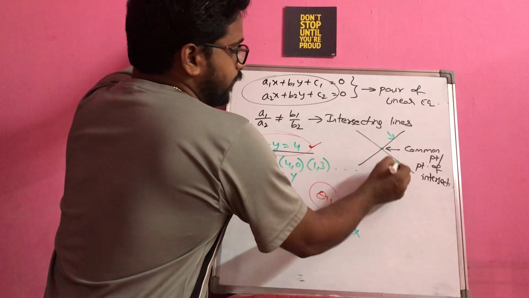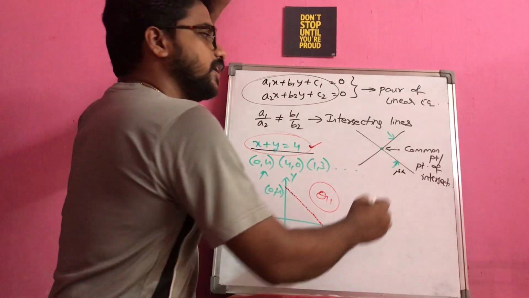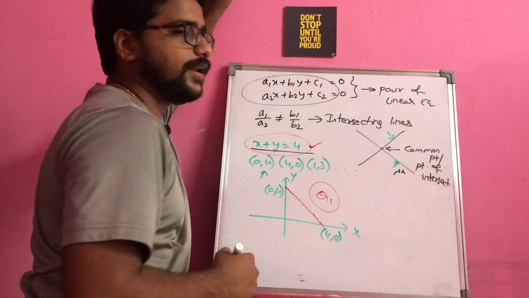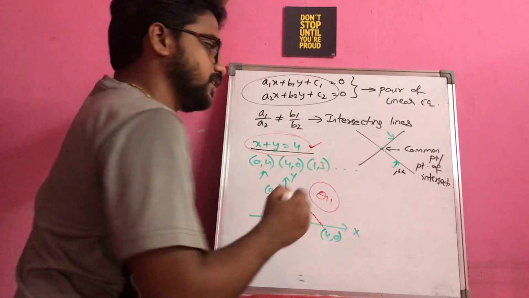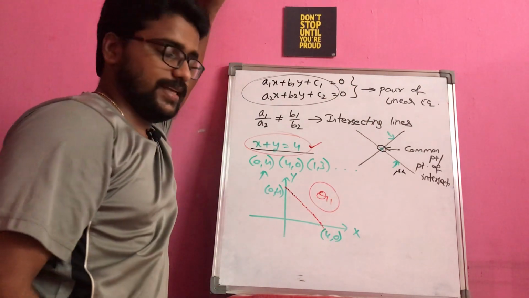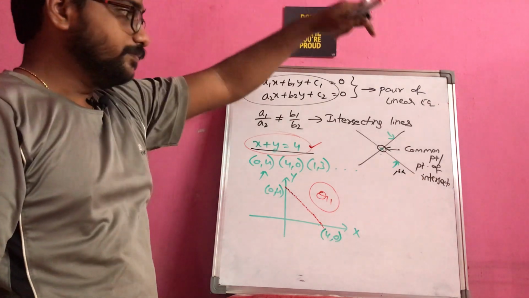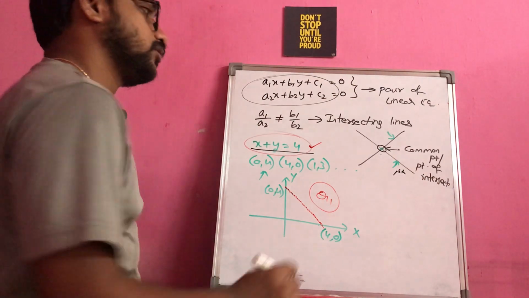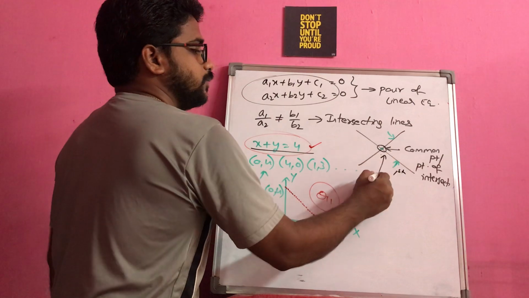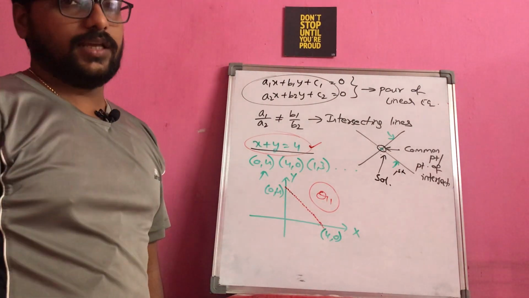So in this particular first line, if you have an infinite number of points like that, and you have another line which also has infinite points, there is one particular point that is common to both of these lines, which is called the point of intersection or common point. Another word for this point is the solution of the pair of linear equations.